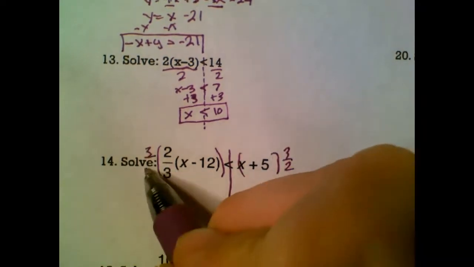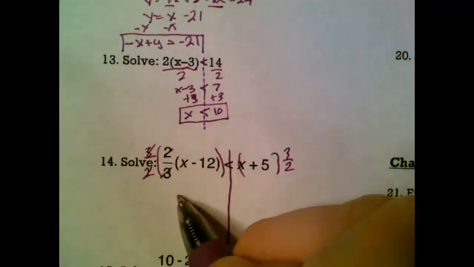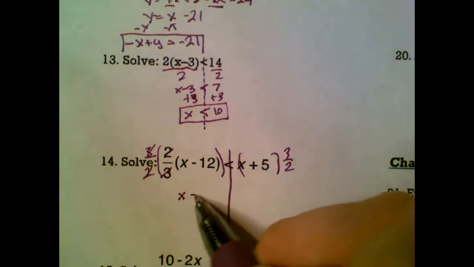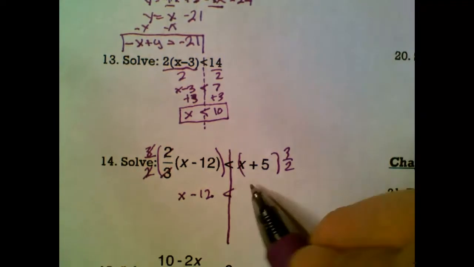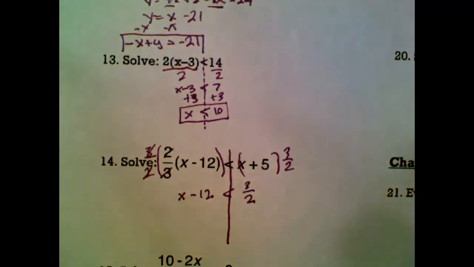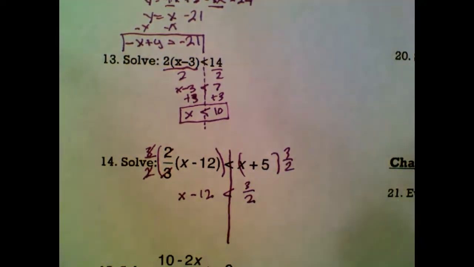3/2, 3/2. Now this 2 cancels off that 3 and that 2 cancels off that 2. So what we're left with is x minus 12 is less than 3/2. Does that make sense? No, don't do it this way. This way is the bad way. Okay, let's do this differently.